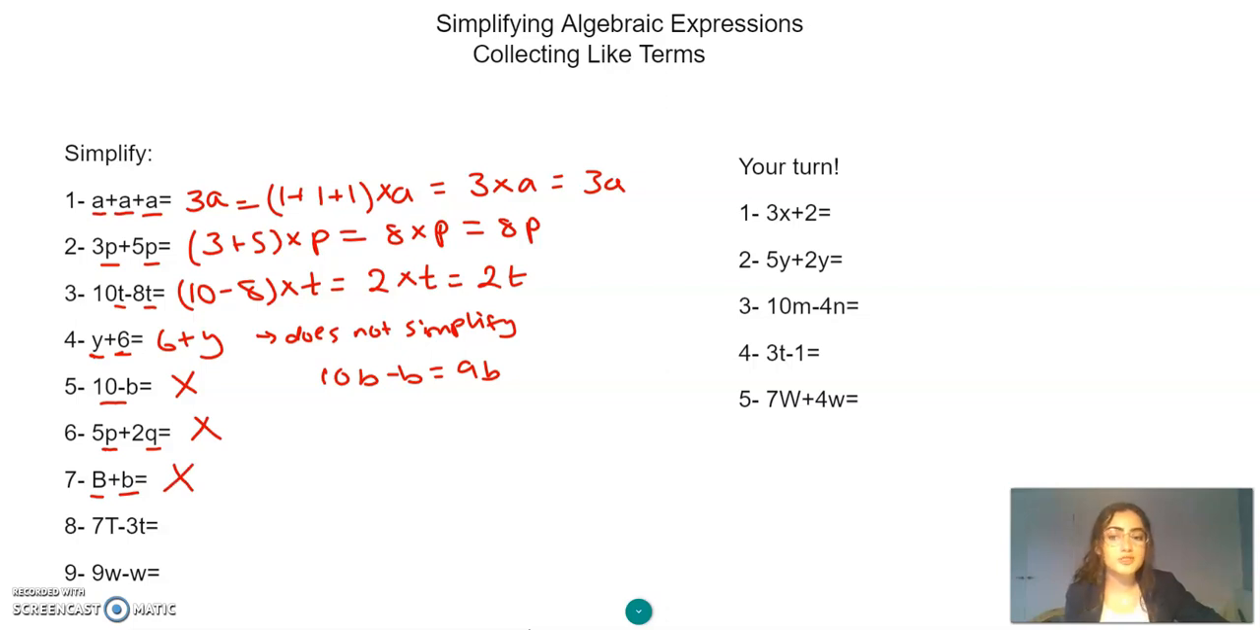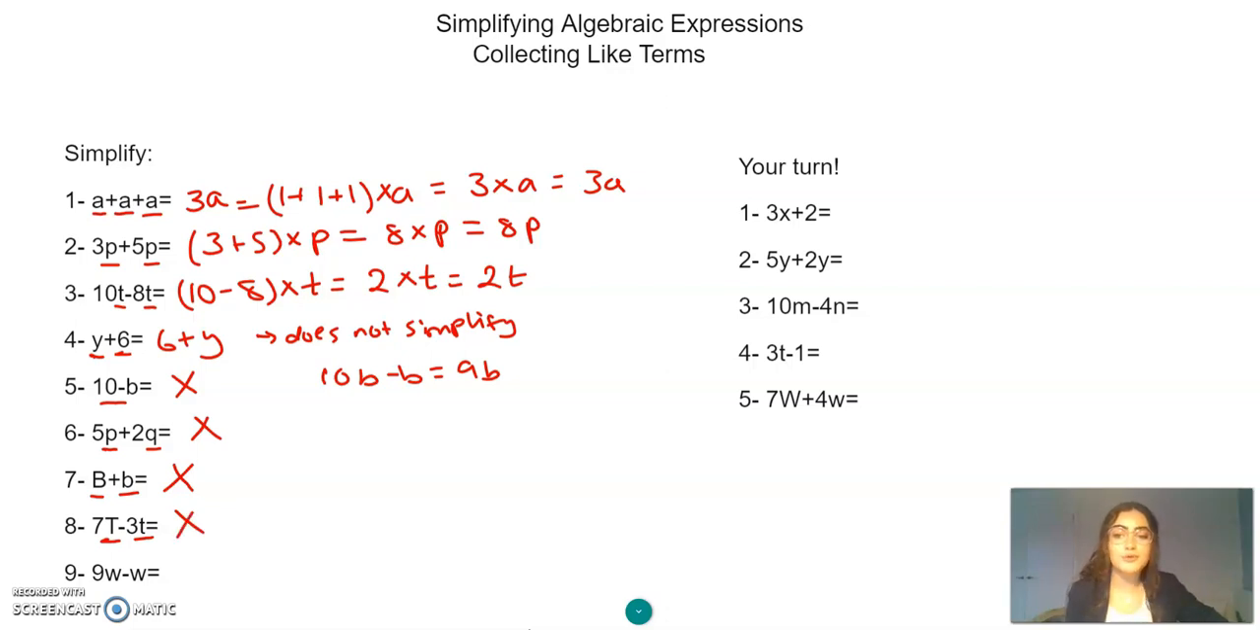This is a very common mistake to make, to just assume that this is the same thing and add them together as you usually would. You have to be very careful to not fall for that little trick. So next example, we have 7 capital T, take away 3 small t. Again, it's the same thing as before, so we cannot simplify this.